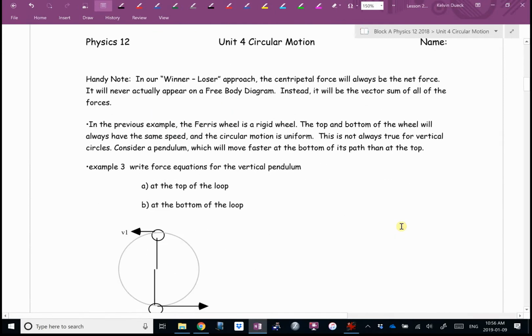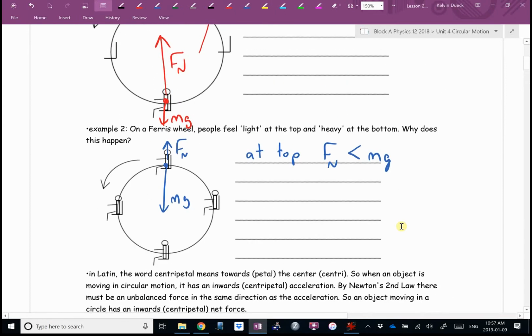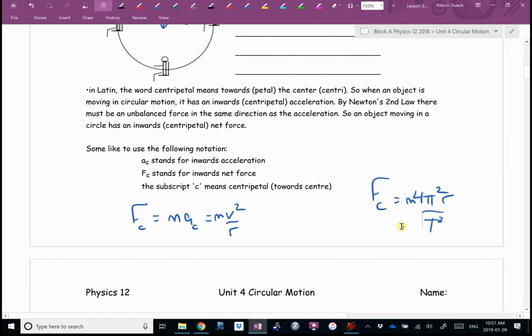So handy note. In our winner minus loser approach, the centripetal force will always be the net force. What that also means is FC never shows up on our free body diagram. You'll notice nowhere here do you see FC. The same way, when we did winner minus loser equals Fnet, Fnet never showed up on the free body diagram. Everything that showed up was in the winner minus loser portion of the equation. So you're never going to put FC on your free body diagram. I'll dock marks if you do that.